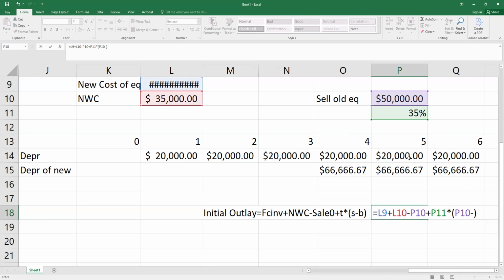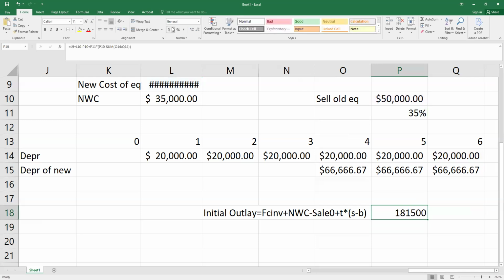60,000, because the remaining balance of all the equipment in terms of the book value is 60,000. How do I know it's 60,000? It's just the remaining years of the project, okay?